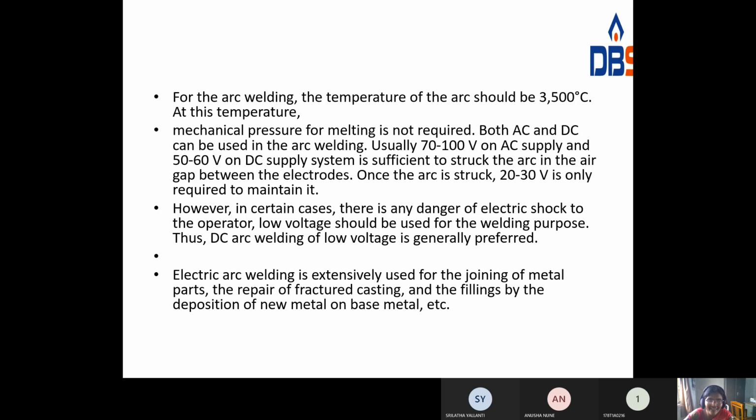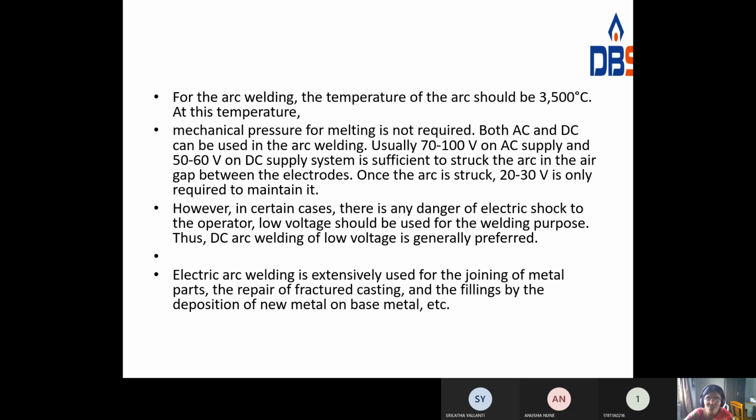Okay, both AC and DC can be used in arc welding. So here you have to use either AC supply or DC supply. Usually 70 to 100 volts on AC supply and 50 to 60 volts on DC supply is sufficient to strike the arc in the air gap between the two electrodes. So if we are using the AC supply, you require 70 to 100 volts. If you are giving the DC supply, it will require 50 to 60 volts.